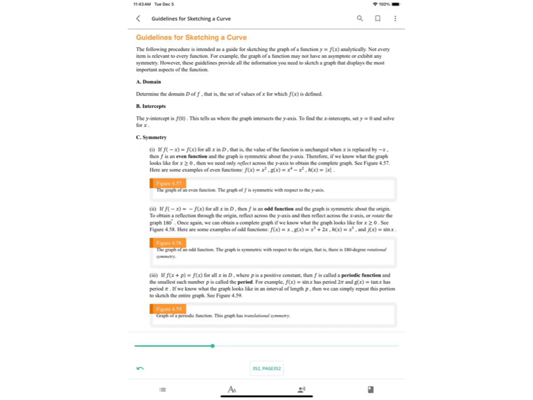For some reason, my textbook is not populating pictures very well. Down here, it says the graph of an even function, and I'm supposed to be able to see figure 4.57, but I can't. So we're just going to have to pretend that we can see things, but it still tells you the words. Guidelines for sketching a curve.